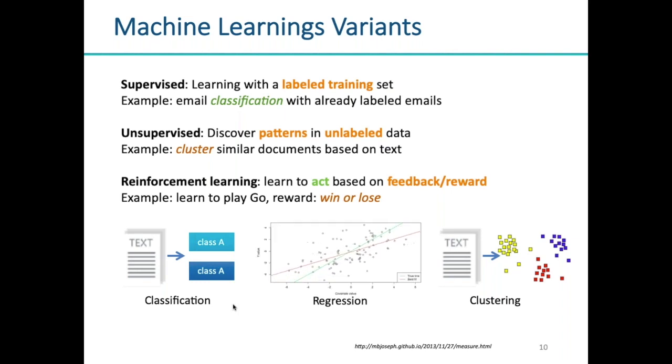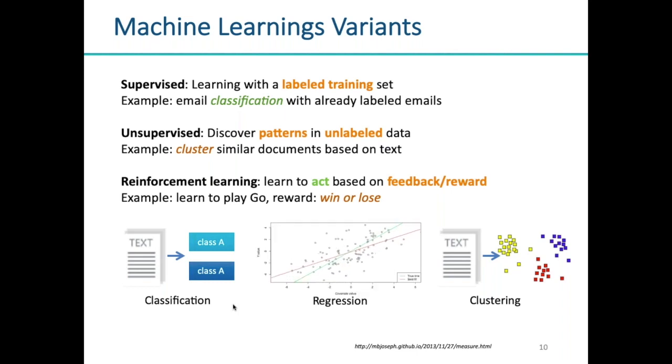But in unsupervised learning, we don't have a label at all, and we are going to discover patterns in unlabeled data. For example, clustering is a popular or common method for unsupervised learning, or maybe dimension reduction methods. We want to cluster similar documents in one cluster.